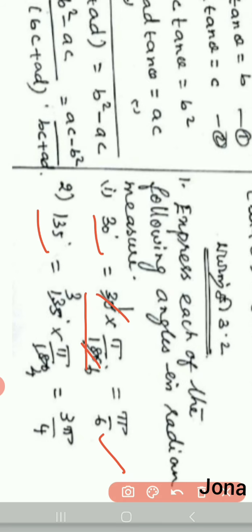Second one, 135 degrees. This 135 degrees into pi by 180. Again we want to cancel by the 5 table here, or whatever you can cancel, so that we get 3 pi by 4. Okay, let me see the next problem.